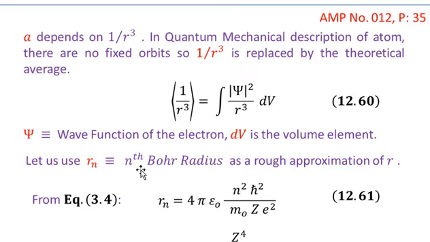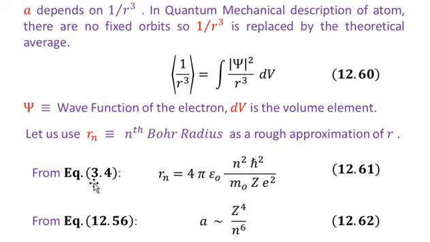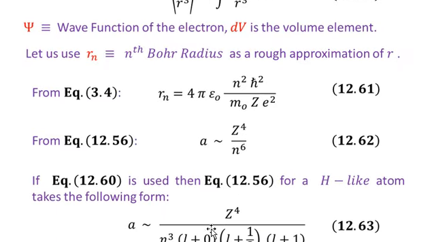Let us use Rn, the nth Bohr radius, as a rough approximation of R. And you know that the nth Bohr radius, as we have calculated in equation number 4 in slide number 3, was found to be equal to 4 pi epsilon naught into n square h bar square over m naught Z e square. So if you choose this value of R in equation number 56, you will notice that A is proportional to Z to the power 4 and inversely proportional to the principal quantum number n to the power 6. This is the dependence of this constant A, which we call the spin orbit constant.